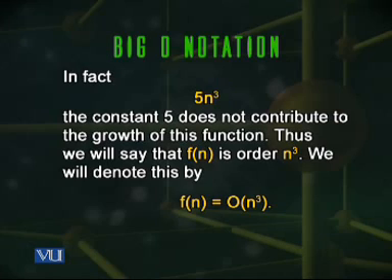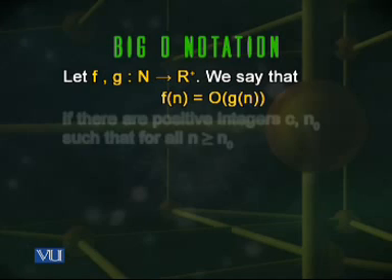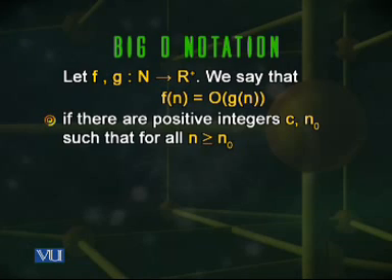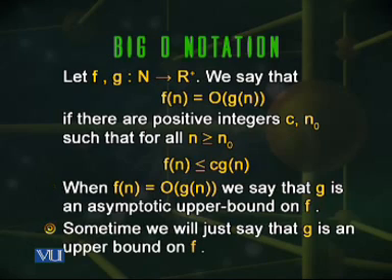Let's state the definition of the big O notation precisely. Suppose you have two functions f and g which map natural numbers to the positive reals. We will say that f of n is order g of n if we can find two positive constants c and n naught such that for all integers n greater than n naught, f of n is bounded by c times g of n. When we say f of n is big O of g of n, we will say g of n is an asymptotic upper bound on f. Sometimes we will just say that g of n is an upper bound on f.